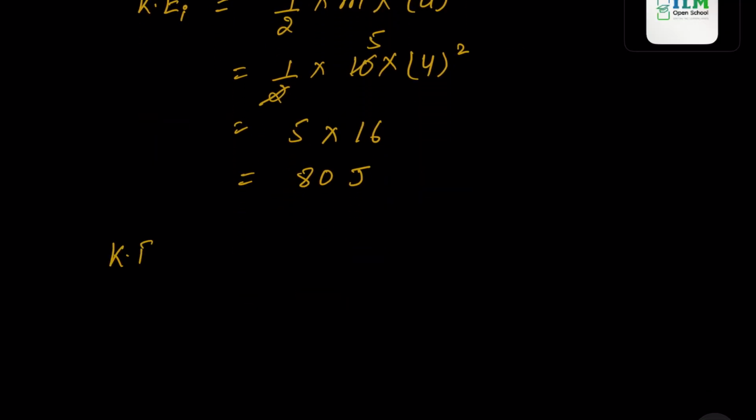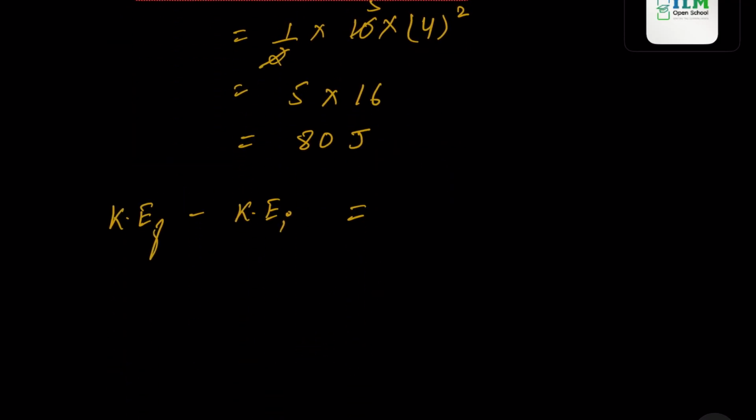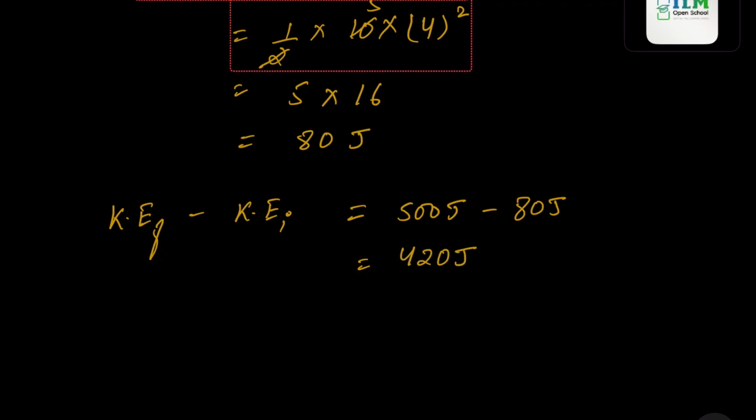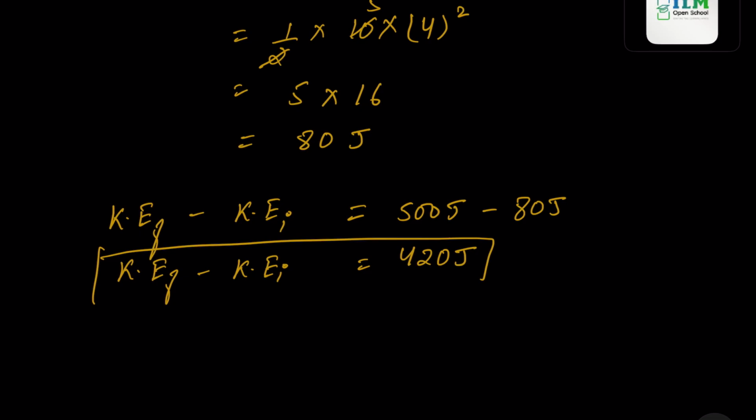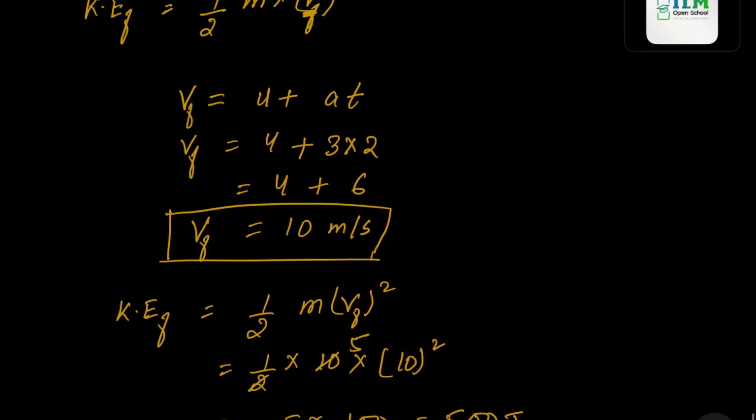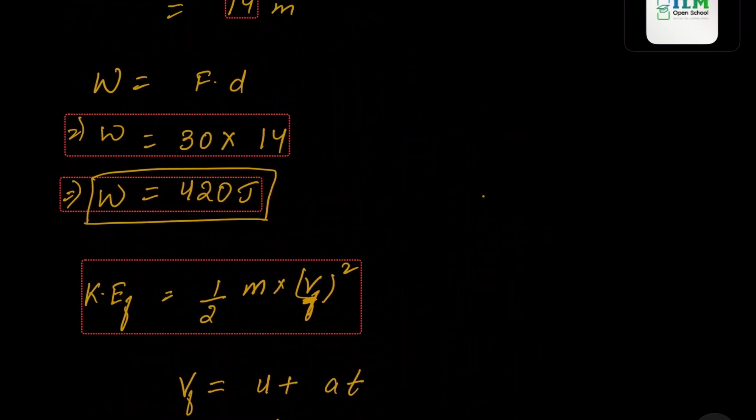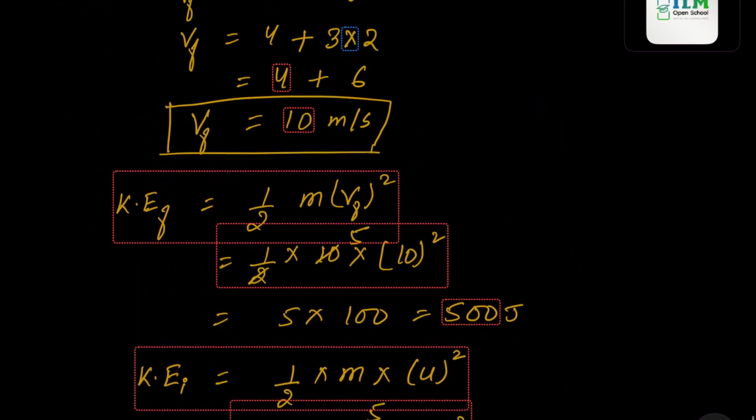Now we will find out kinetic energy final minus kinetic energy initial. Final is 500 joule, initial is 80 joule. When we minus it, what we get? 420 joule. Now we can see that kinetic energy final minus kinetic energy initial comes to 420 joule. And what we get for work done by the force? 420 joule. Now you can see it is equal.